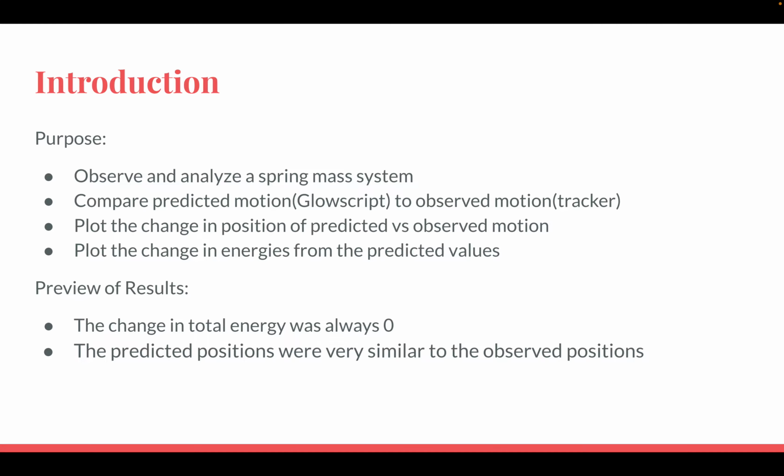To begin with, the purpose of this lab was to observe and analyze a spring mass system. From that, we would compare our predicted motion from our GlowScript code to the observed motion from Tracker. We'd then plot the change in position of predicted versus observed motion, and then plot the change in energies from the predicted values. And just a preview of the results, the change in total energy was always 0 throughout the experiment, and the predicted positions were very similar to the observed positions.